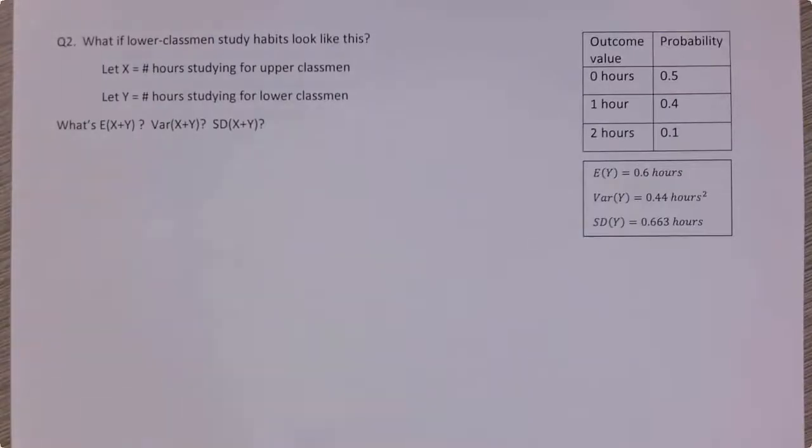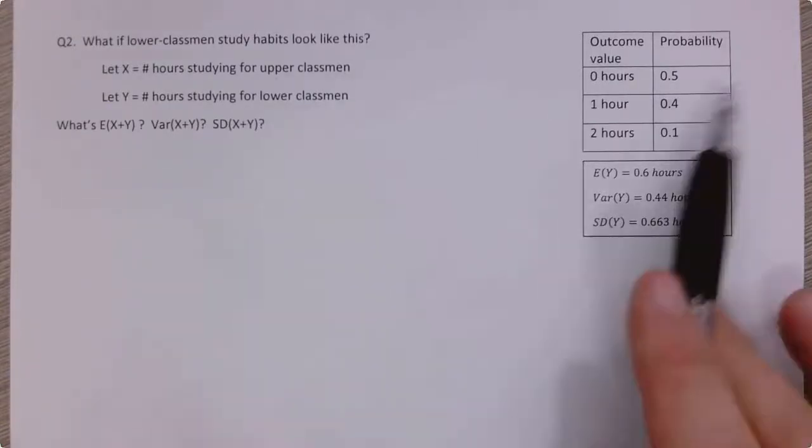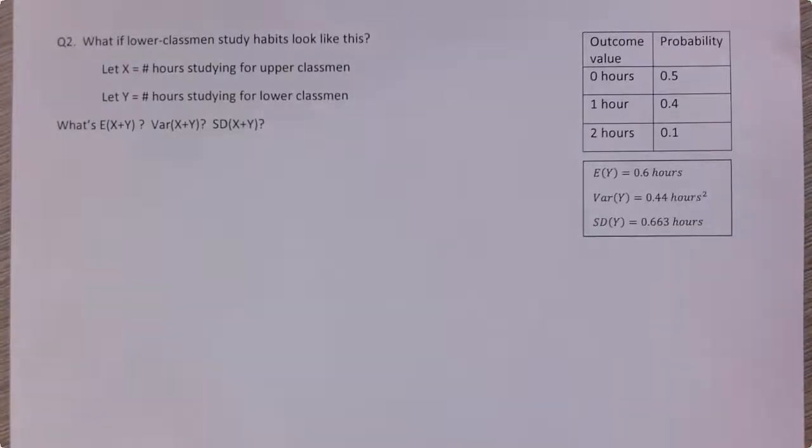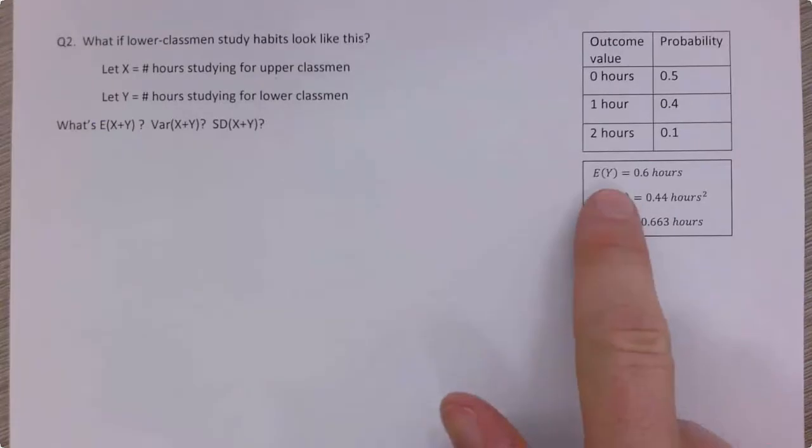All right, let's do the last set of examples. My original table on the front page was about study habits of upperclassmen. What happens if I also make a table for the expected outcomes of lowerclassmen? A lot more lowerclassmen don't study at all. A lot fewer of them study for 2 hours a night. And again, I just made all this up. And using the techniques from the front page, I've already calculated for us.